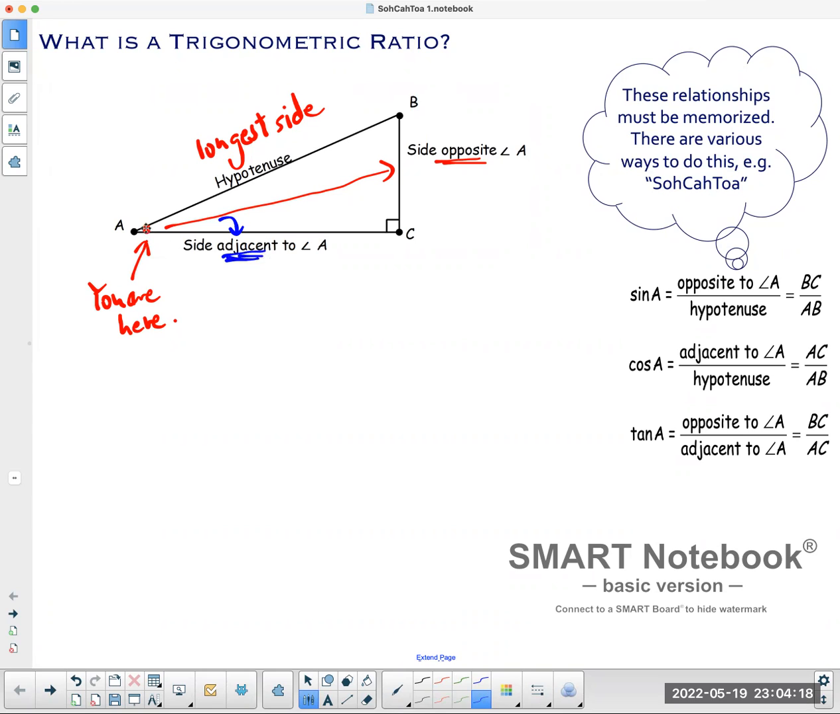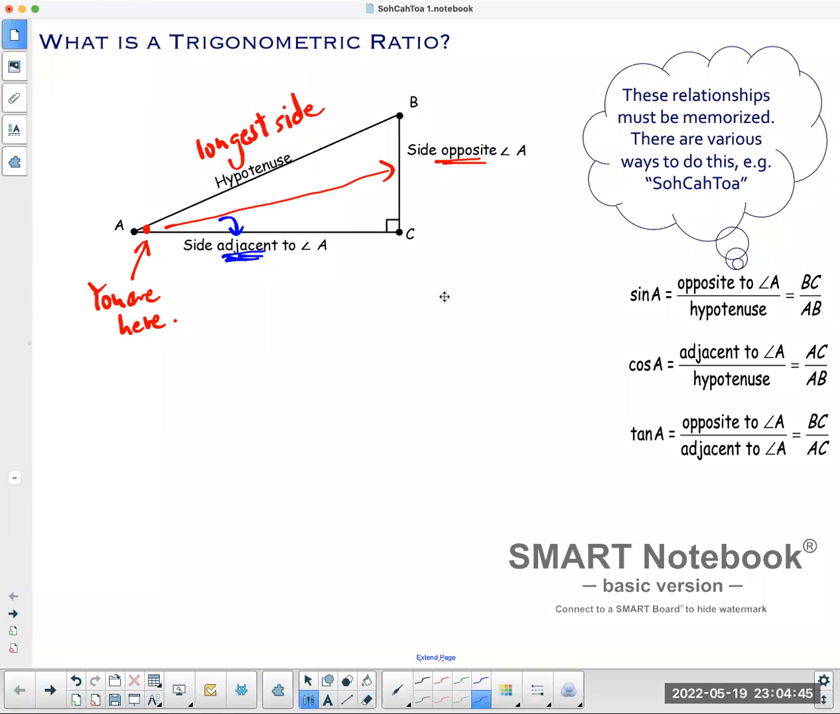So if you're standing at angle A right here, then AB is what we call the hypotenuse of the triangle. BC is the side that's opposite to angle A. And AC would be the side that's adjacent to angle A. And depending on any two sides you pick, you can come up with three different trigonometric ratios.